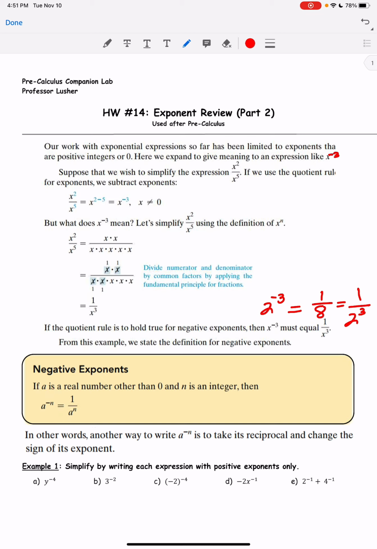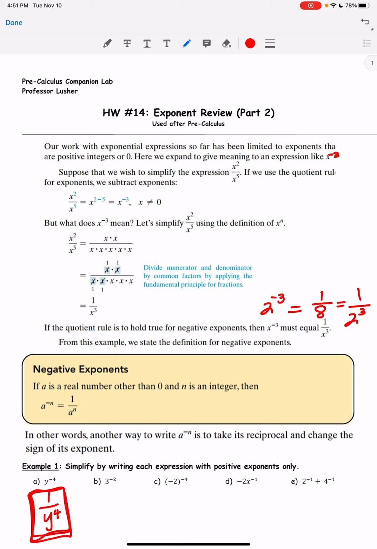So y to the -4th, and I actually really like this in other words saying: another way to write a to the -n is to take its reciprocal, which means flip it, and change the sign of its exponent. So y to the -4th becomes 1 over y to the +4.